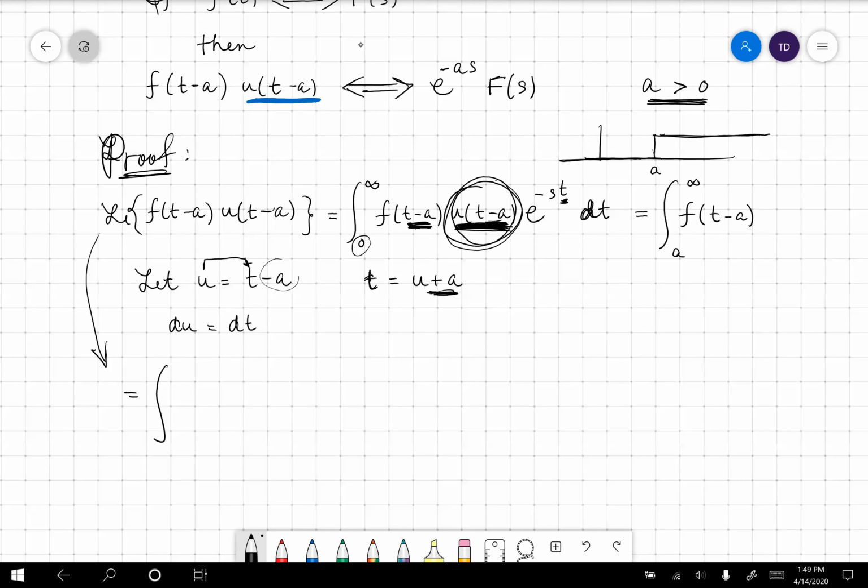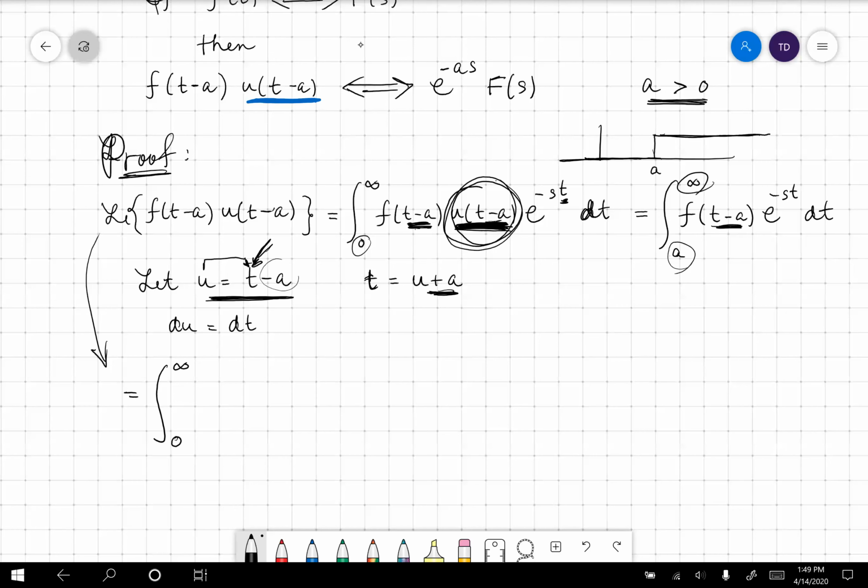So I leave the f of t minus a, the e to the minus st, and then the dt. Okay, so we're going to take this value of t here, and we're going to convert it to a u value. Here's how we convert it. I take the a value and substitute it in here. It's a minus a, and that gives me 0. And then I plug in infinity for t. So infinity minus a is equal to infinity.